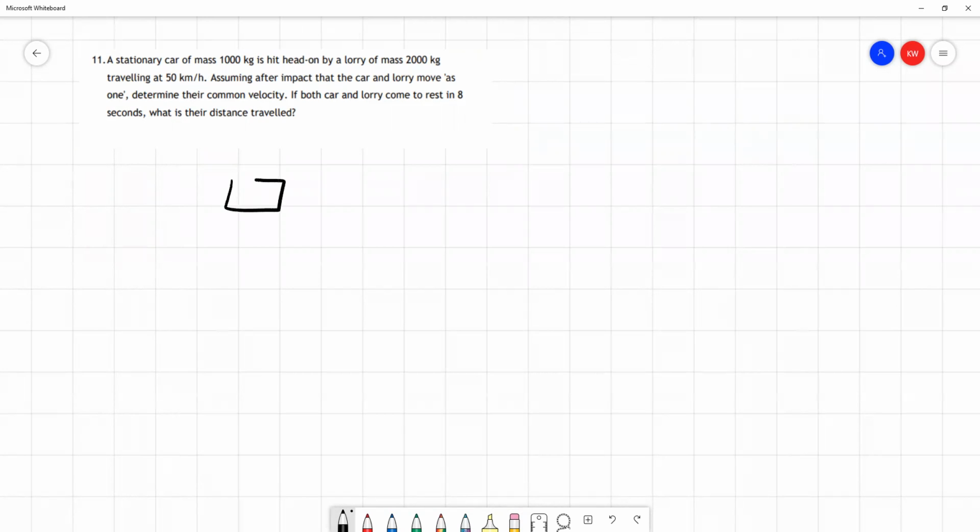So we say this is our lorry here, traveling along. This is our car here. It's currently stationary. The lorry weighs 2,000 kilograms. The car weighs 1,000 kilograms. The lorry is traveling at 50 kilometers per hour. And if we do our unit conversion for this, we find that that's equal to 13.889, 3 decimal places, meters per second.